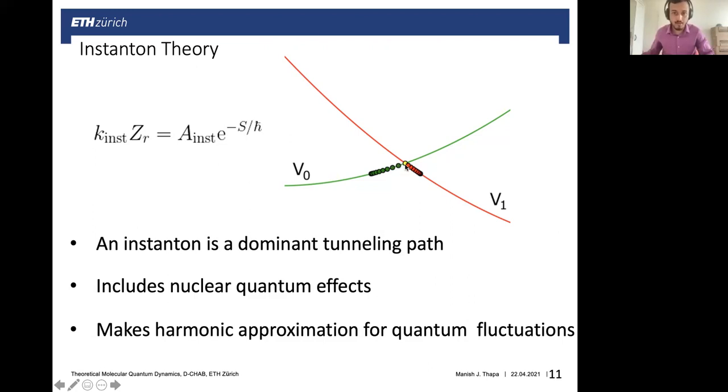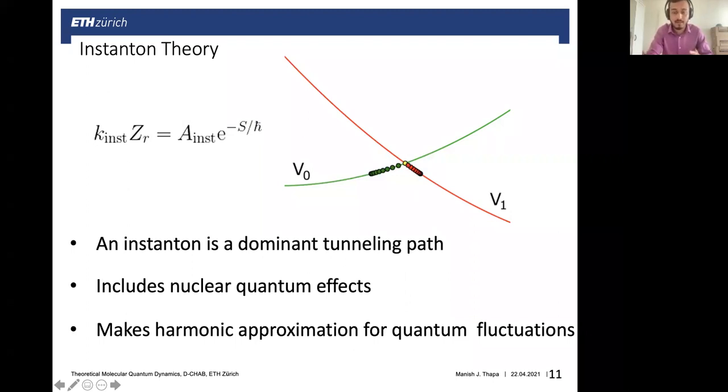An instanton looks something like this. It starts at a diabatic hop and moves first on potential energy surface V0, bounces where its energy equals V0, and comes back and hops to the other electronic state, bounces on this red surface, which is the second potential energy surface, and joins smoothly at the diabatic hop again.